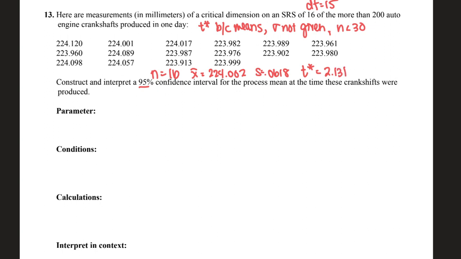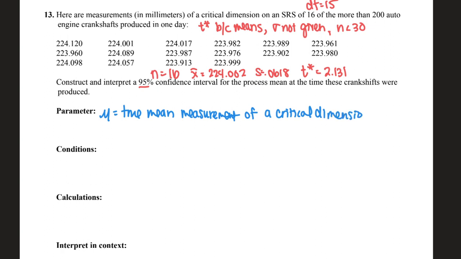All right, first step, we need to identify the parameter. So in this problem, it's means. And in this case, we're measuring the true mean measurement of a critical dimension of an engine crankshaft.